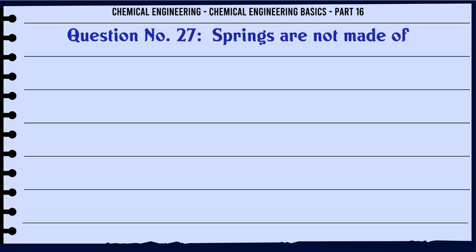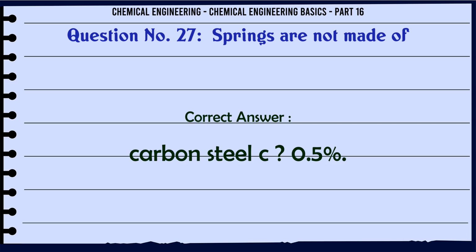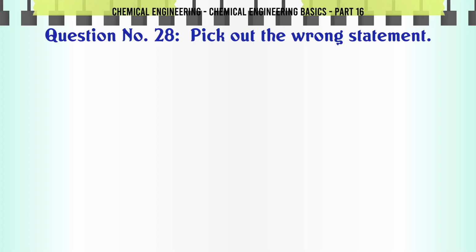Springs are not made of A, phosphor bronze, B, nickel steel, C, monel, D, carbon steel, C 0.5. The correct answer is carbon steel, C 0.5. Pick out the wrong statement.